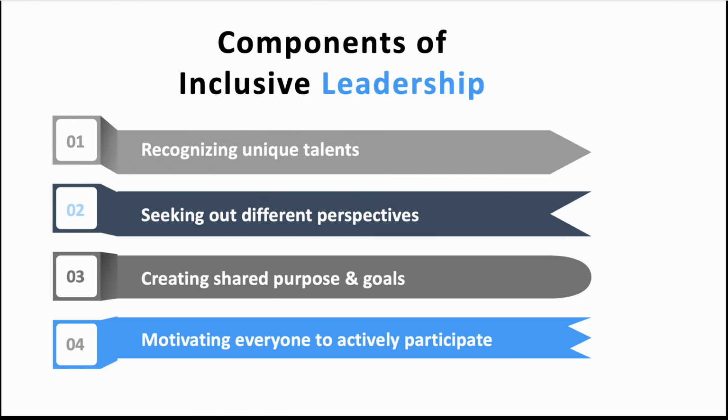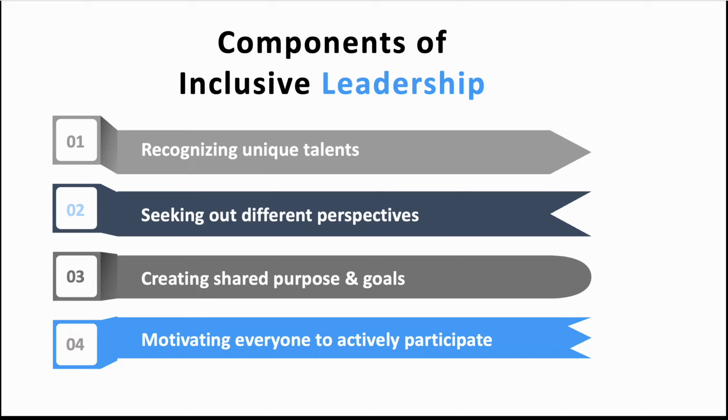So, the components of inclusive leadership, there are four of them. To be an inclusive leader, there are four major things that an individual needs to do. They need to recognize unique talents, so recognize what makes other people special and let them know, because that will make others feel valued. They need to seek out different perspectives. So what are we missing here? What isn't being represented? What else could we do to get a better handle on the situation, or to better meet market demand, to better serve our constituents, right? What unique perspectives do we need?